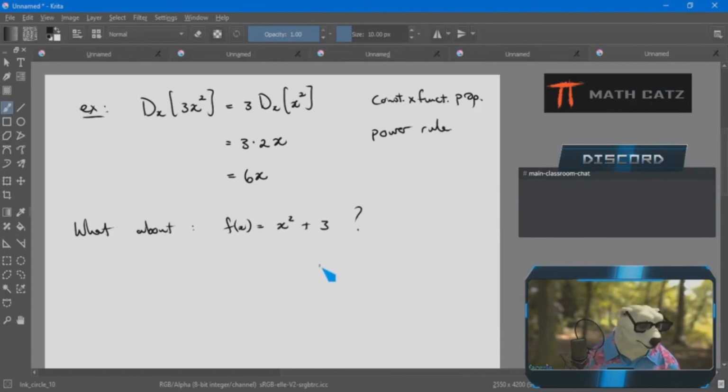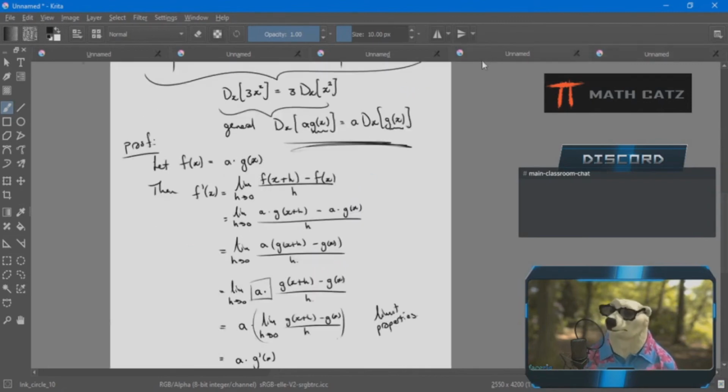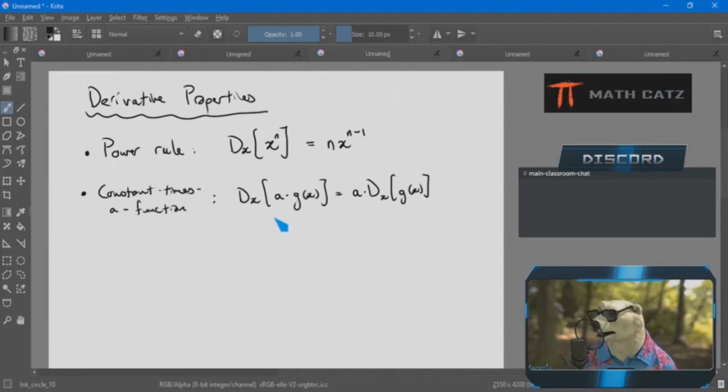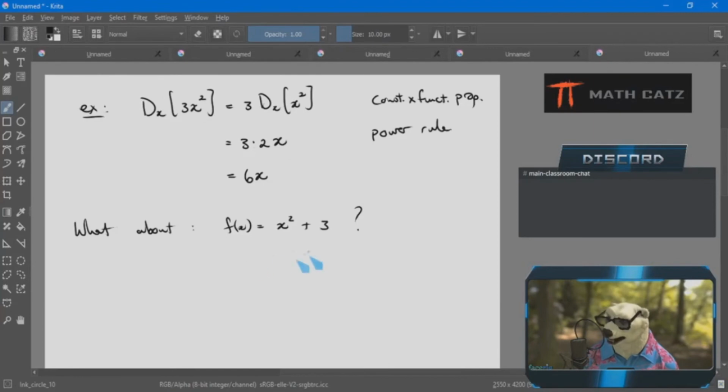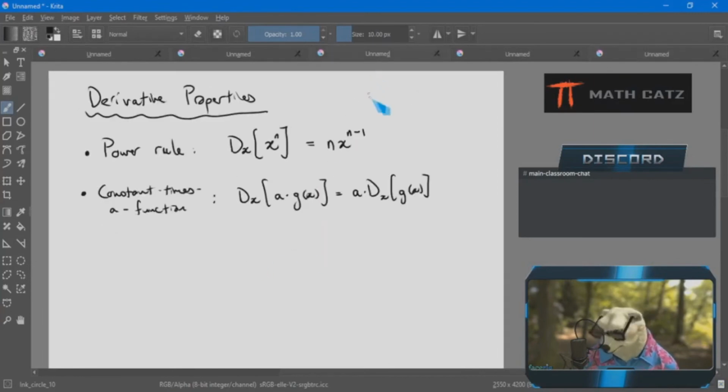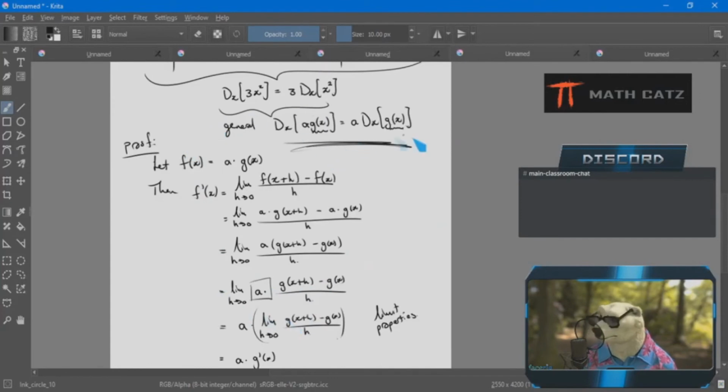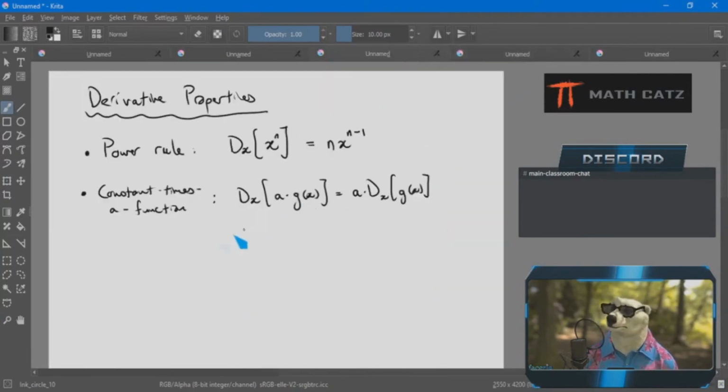For that, I need more properties because I need to isolate the pieces that I see in this function. The derivative properties that I have so far don't handle when things are added together. So I need more properties. Those properties, I will say again, need to be proved by the limit definition. It'll look very similar to this, but of course not exactly the same. Know that those limit proofs are out there. We're just not going to look at each one of them because it's not the focus.